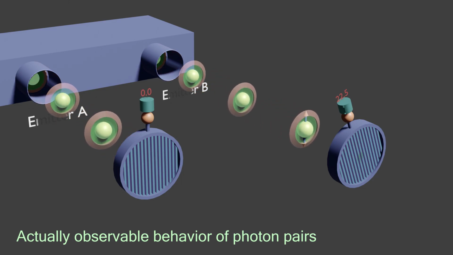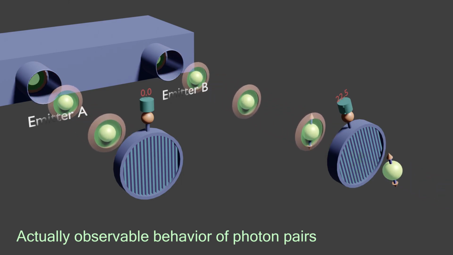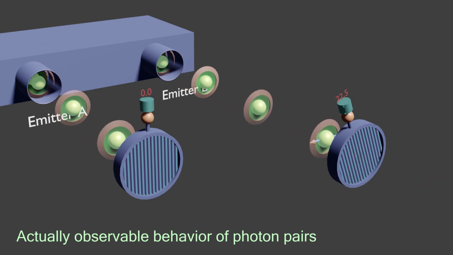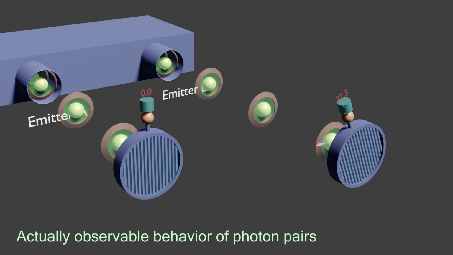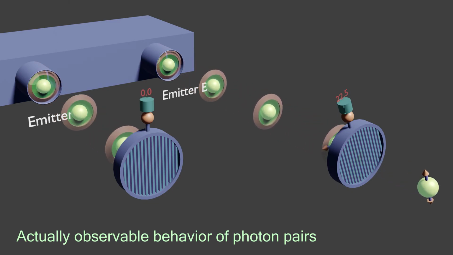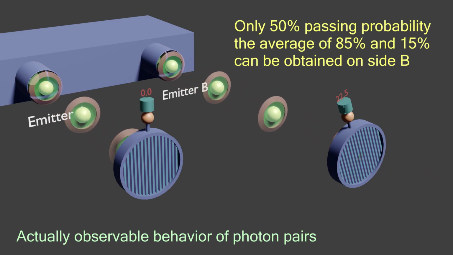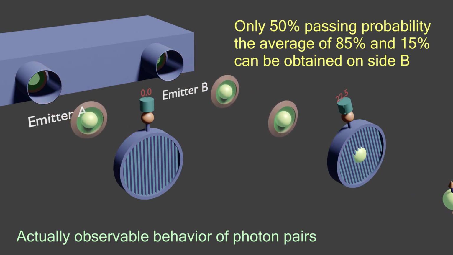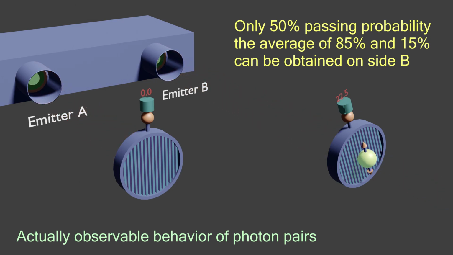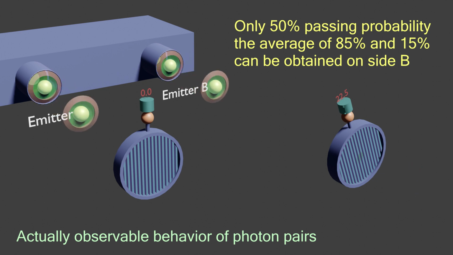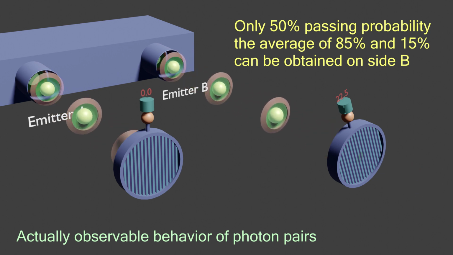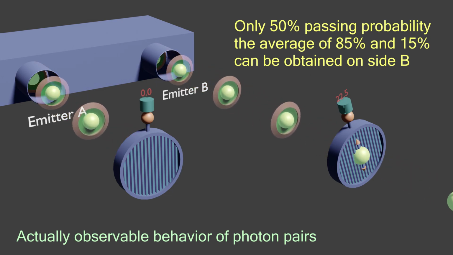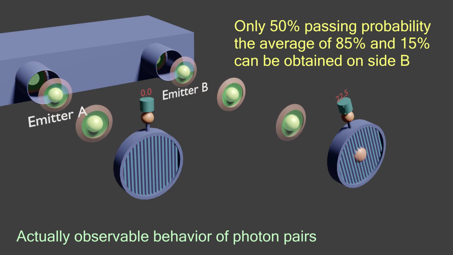However, if the passage of photons on side A is completely random, it is not possible to separately count the passage probabilities of photons on side B. As a result, side B can only obtain a 50% pass probability, which is the average of 85% and 15%. Since the brightness of unpolarized photons is always halved when passing through a polarizing filter, no information from side A is obtained on side B.